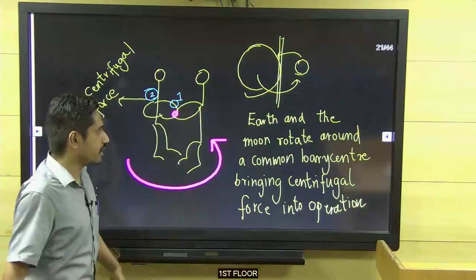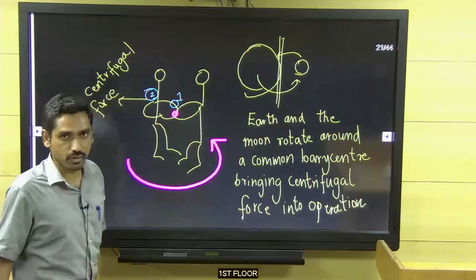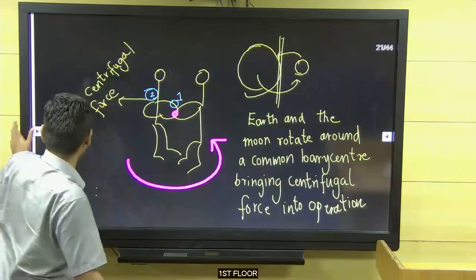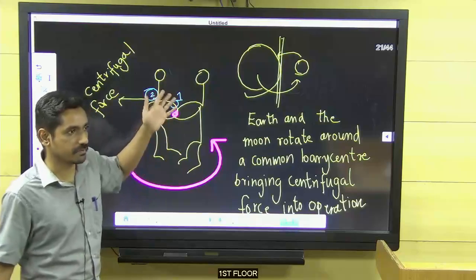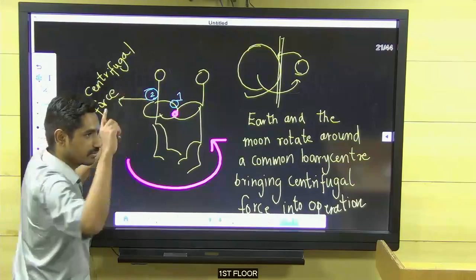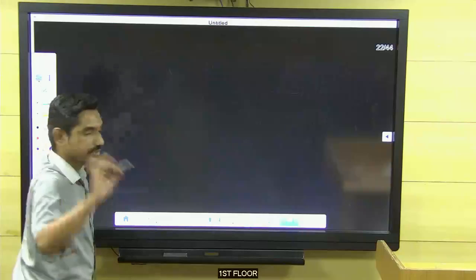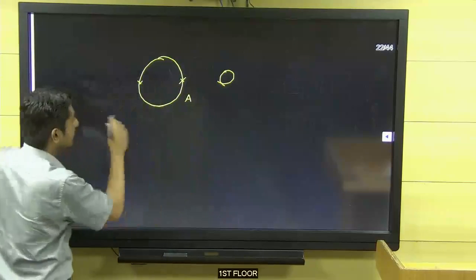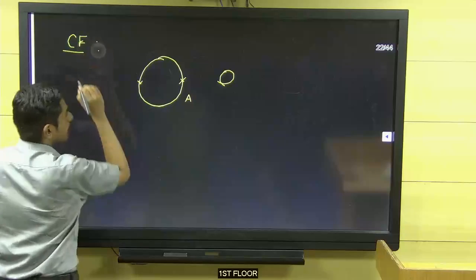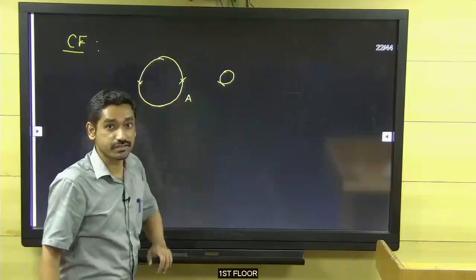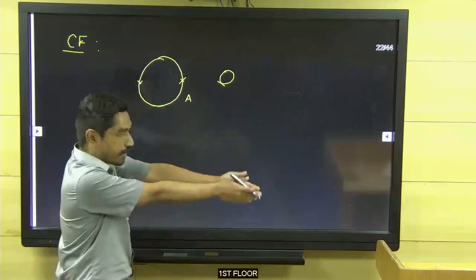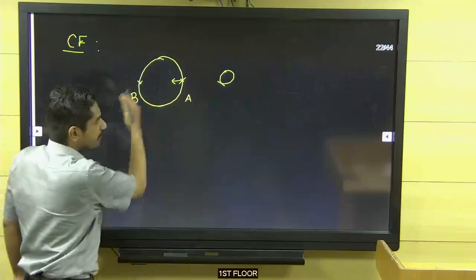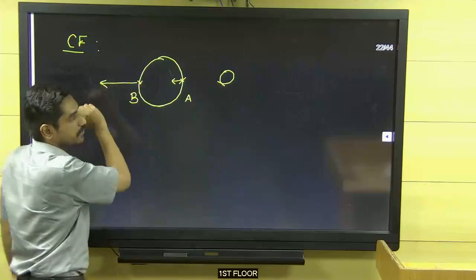Right. Earth and the moon rotate around a common barycenter, bringing centrifugal force into operation. Is it clear? Now we'll apply the centrifugal force on points A and B. Ready? Shall I move on? Give me a thumbs up. Okay, fine. Moving on. Applying it. This time not gravitational force, centrifugal. Point A is very close to the center. It will not experience too much centrifugal force, just like the palm, the hand. Less centrifugal force. Point B is my backbone. Backbone is very far away from the barycenter. High amount of centrifugal force.